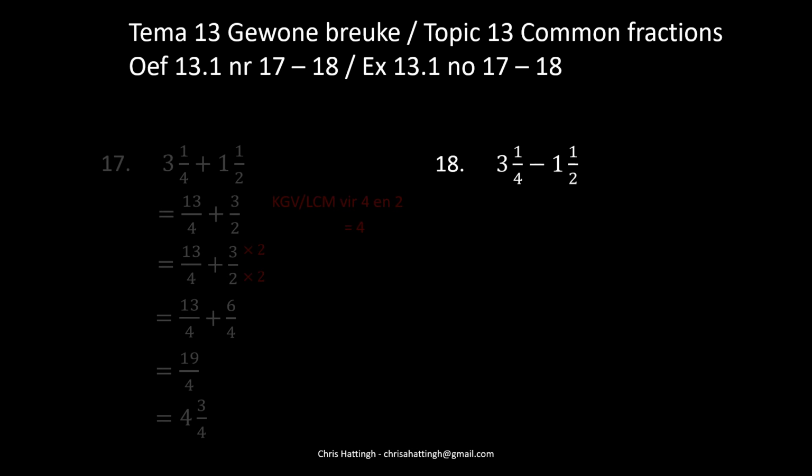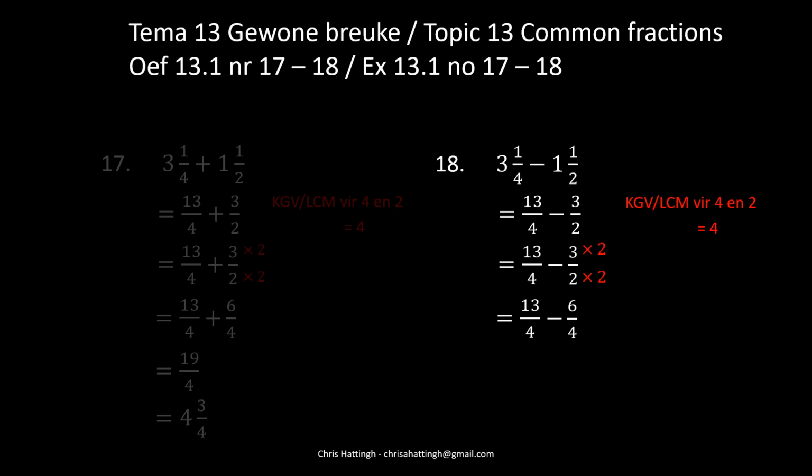Number 18, first get it to an improper fraction, so it's going to be 13/4 minus 3/2. Then you need to get a common denominator, which will be 4. The 13/4 will stay the same because it's already over 4. And then you need to convert the 3/2. You're going to multiply the 2 by 2. And what you do to the bottom, you need to do to the top. So you're going to say 13/4 minus 6/4 will give you 7/4.